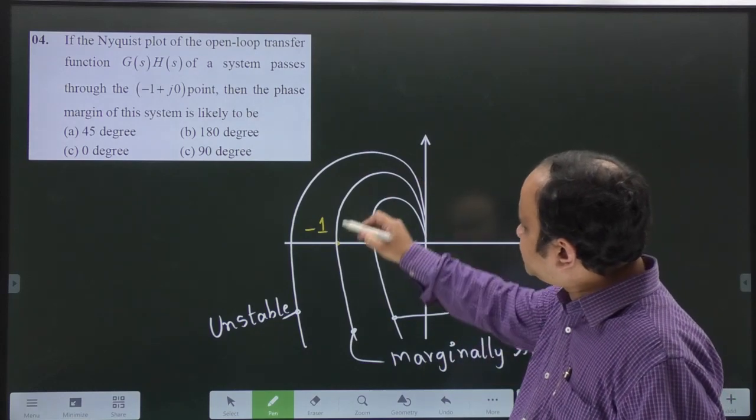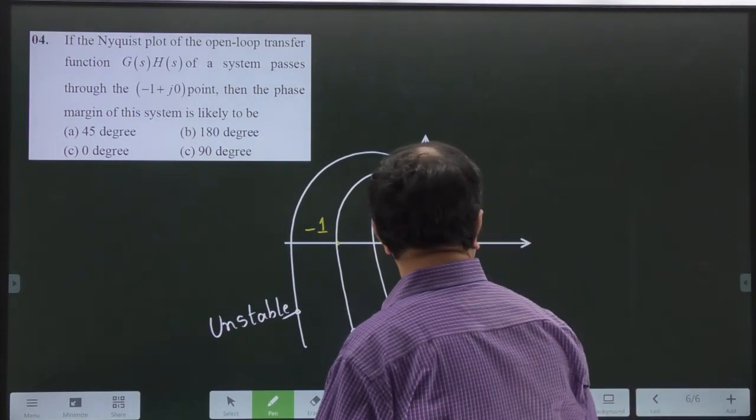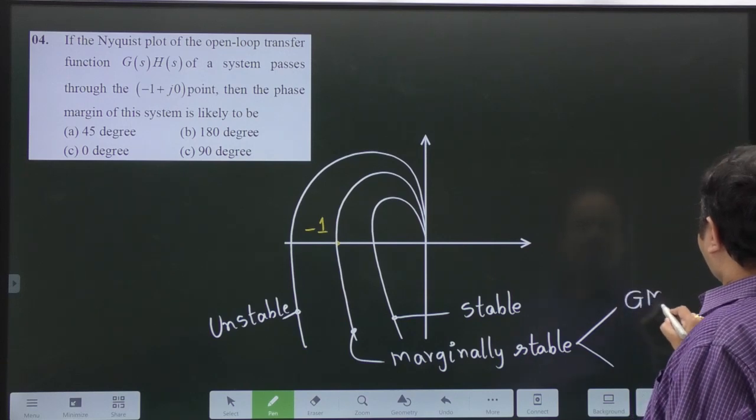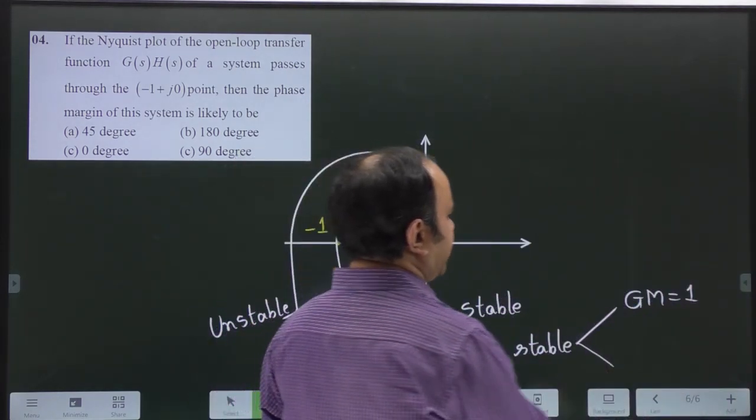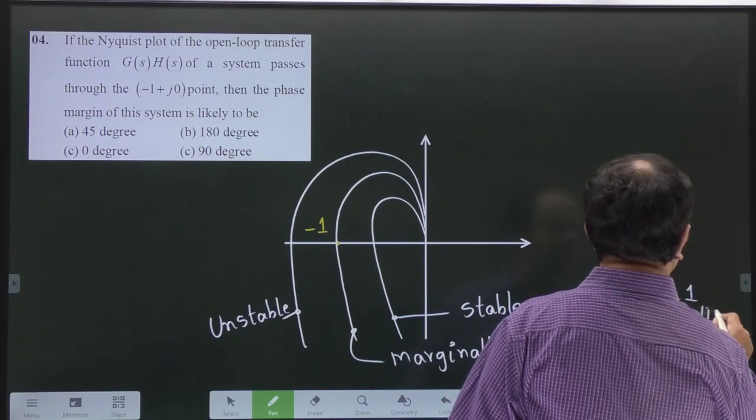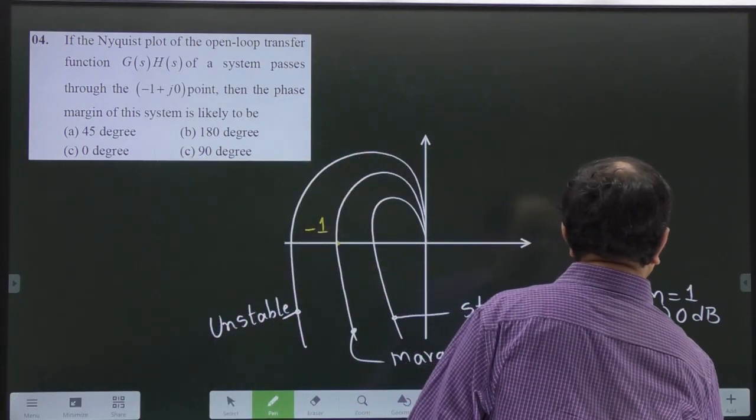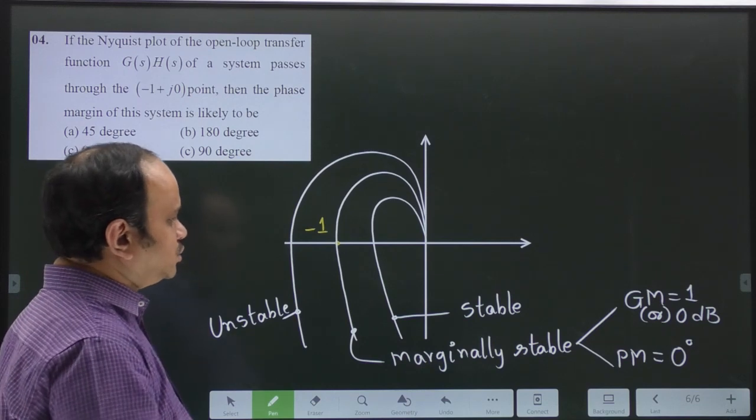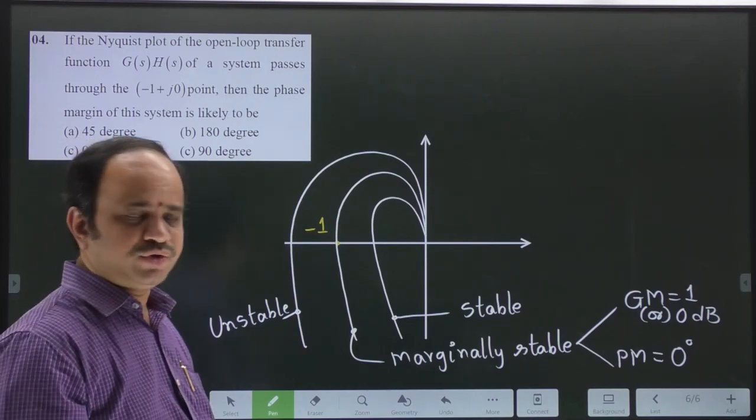Therefore, under this particular point, if the Nyquist plot passes through the minus 1 point, you can have two conclusions. One is gain margin is equal to 1, that means you cannot increase gain further. You can express gain margin as 1 in absolute value, or in decibels you can express it as 0 dB. Coming to phase margin, you don't have further flexibility to increase the phase angle of the transfer function, otherwise the system will lose stability. Therefore, phase margin is 0 degree. This is a very standard question.